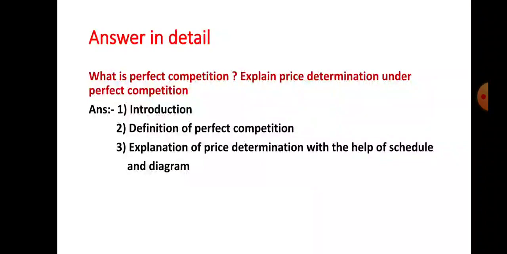Now what kind of question is possible here related to price determination under perfect competition? All of you know what perfect competition is and how price is determined. Price is determined by total market demand and total market supply. Now let us see the question given here: What is perfect competition? Explain price determination under perfect competition. Let us see how to write down the answer. Number 1, introduction. Number 2, definition of perfect competition. And number 3, explanation of price determination with the help of schedule and diagram.